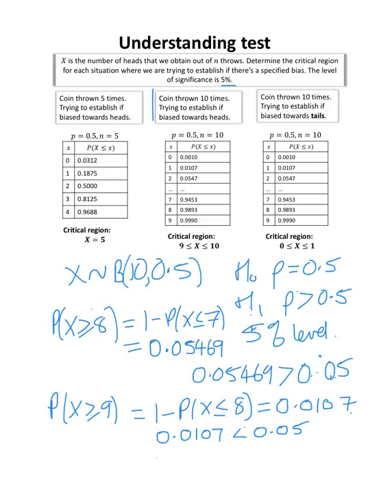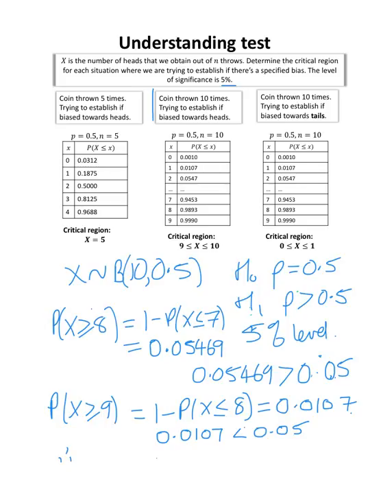So we carry on and work out the next probability. Moving on to the probability x is greater or equal to 9, so 1 minus the probability it's less than or equal to 8. Putting all the data into our calculator, we get a probability of 0.0107, and this is less than our 5%, so less than 0.05. So we can say that this value here, 9, so the probability x is greater or equal to 9, that's 9 and 10, falls into our critical region.